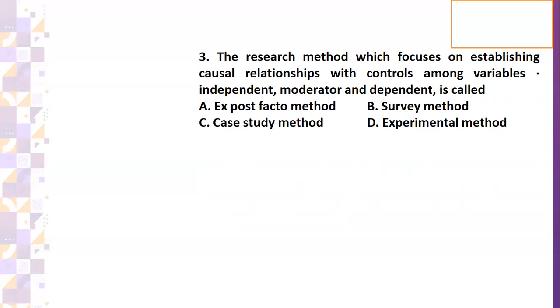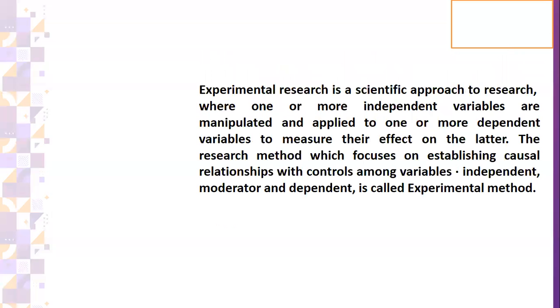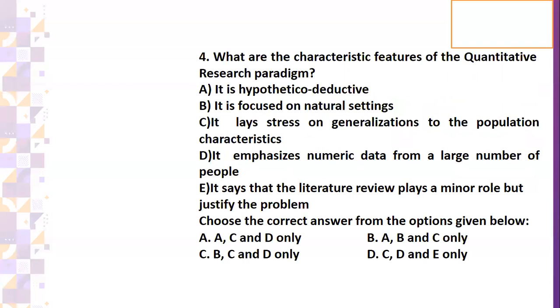The one which focuses on causal relationship among the variables is nothing but the experimental method, that is, cause and effect relationship. The experimental method is a scientific approach to research in which one or more independent variables are manipulated, and it focuses on establishing the causal relationships among the variables, whether independent, moderate, or dependent. Hence it is called the experimental method.